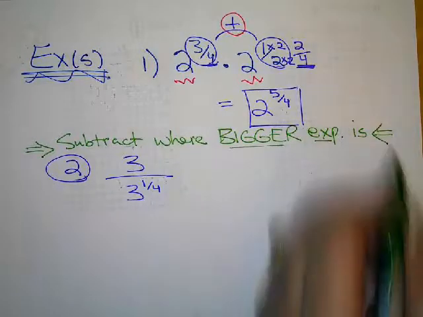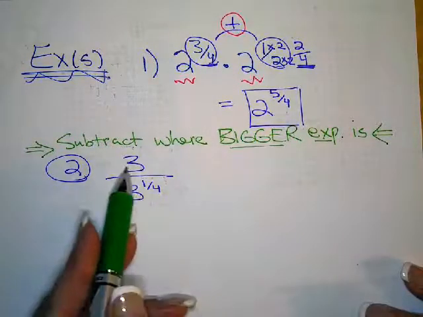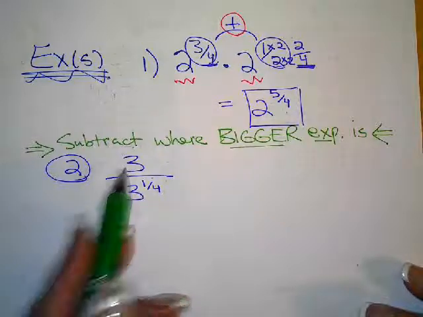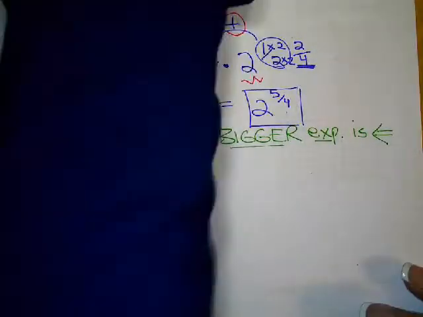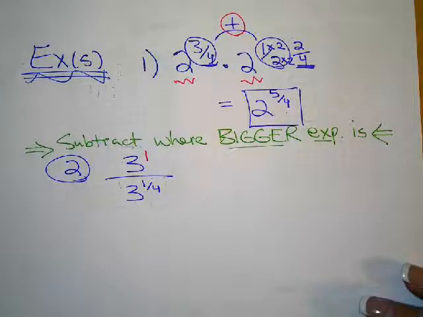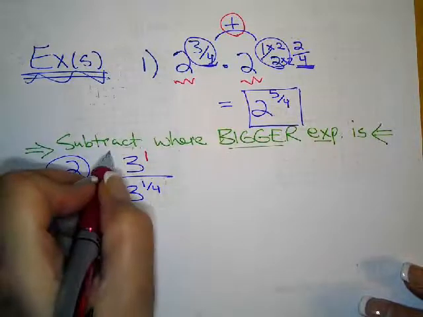What is the exponent on this 3? I don't even see an exponent. Do you? What can you always put in front of something, underneath something? 1. So the same thing applies with my exponents. I can always stick a 1 out there. Well, which one's bigger, the 1 or the 1/4? 1. So we're going to subtract up top.